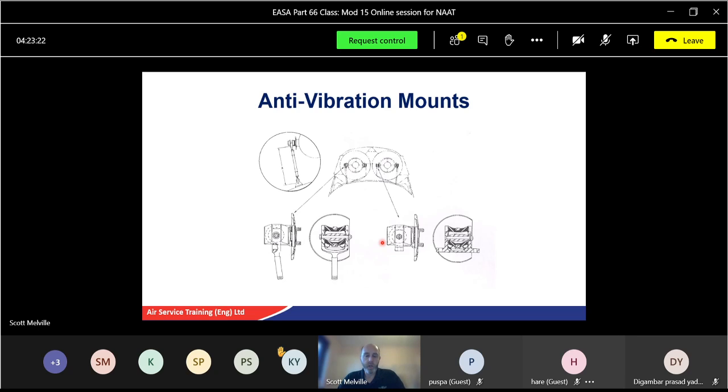Most common on helicopter engines, maybe part of the drive shaft from the engine, also part of the engine mount assembly. So anti-vibration mounts will have those, and the anti-vibration washers, like we saw, the little thin ones that we showed you earlier as well.